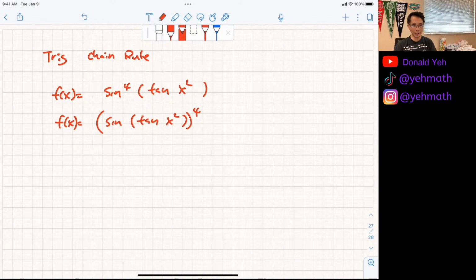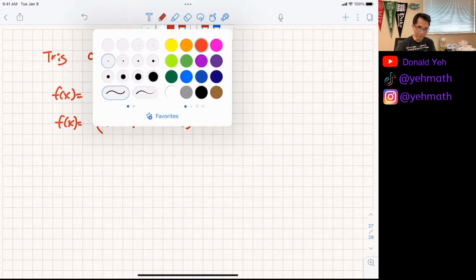Now what I'm going to do is color code this. I want to explain so well that any person can understand this. So I'm going to color code this as much as I can, so you can see visually what happened.